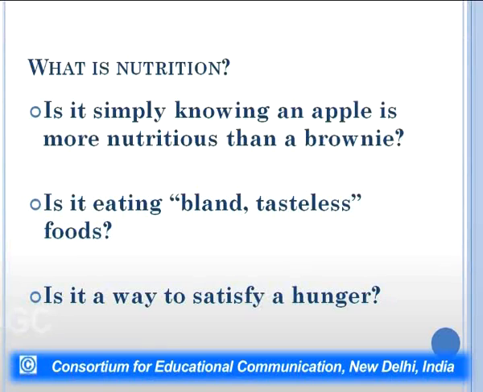You can say that nutrition should be very healthy, food should be frequent, and we should have something in between. But it is important to know the facts about nutrition, because it is not that if somebody says you should have an apple, simply knowing an apple is more nutritious than a brownie. Is it eating bland, tasteless foods? Is it a way to satisfy your hunger? So what is nutrition according to you?